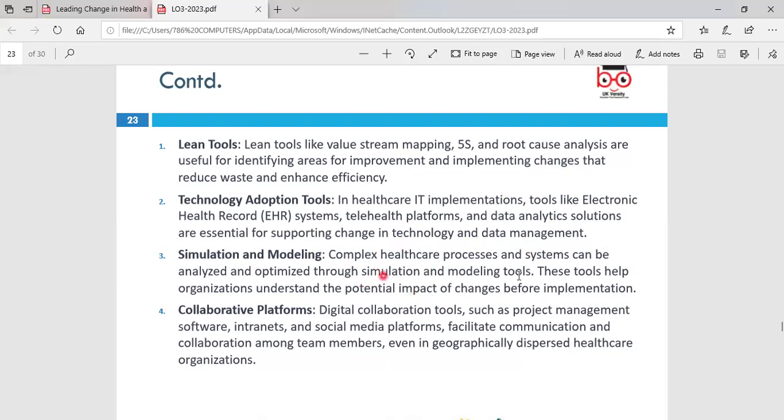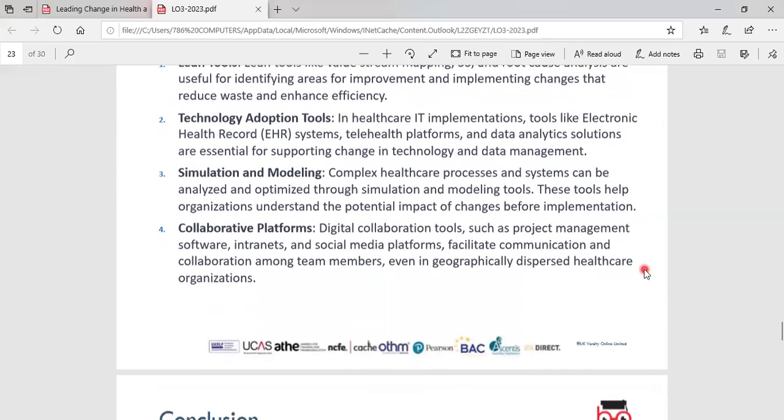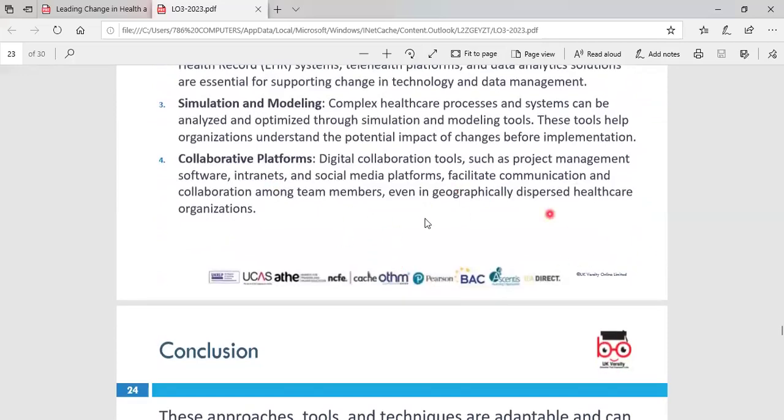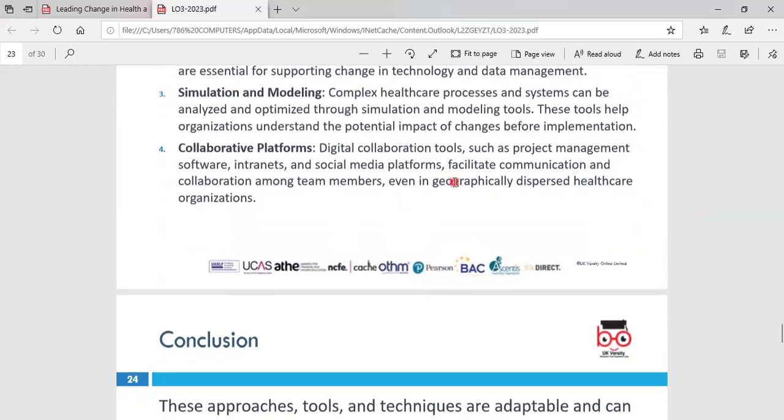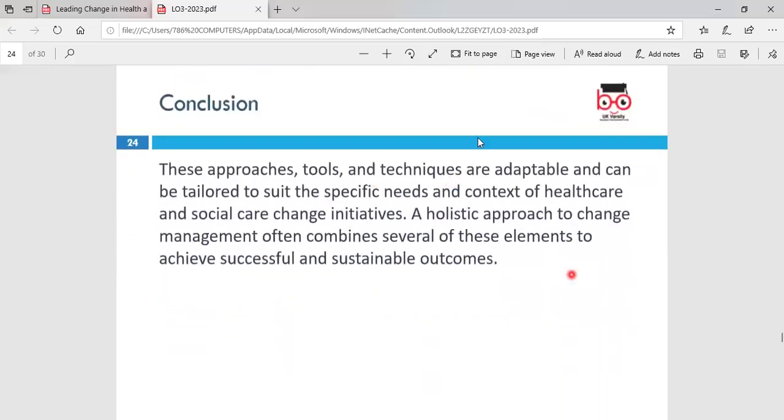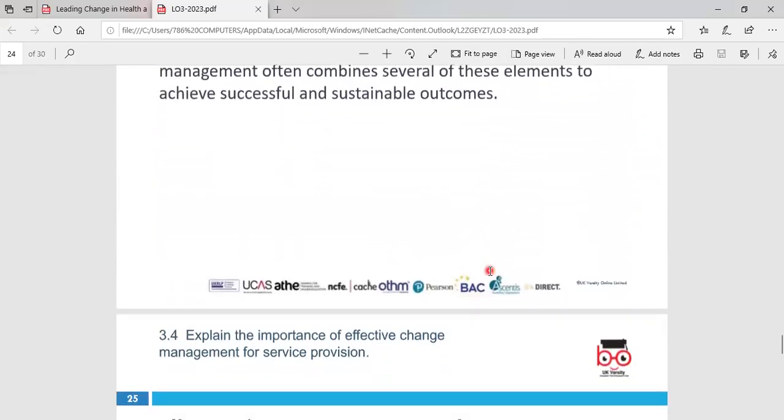Simulation and modeling is used very widely now in healthcare. This is a tool to help organizations understand the impacts of change before implementing them. Collaboration platforms are very important. So regular meetings and regular communication strategies are there to bring people closer to each other when you're bringing about these changes. All these tools are very helpful in maintaining changes.